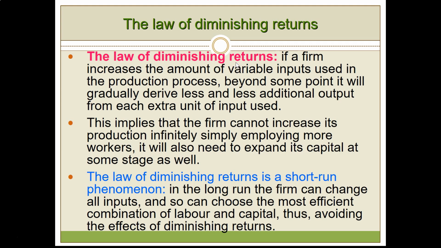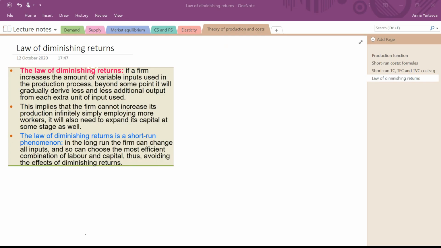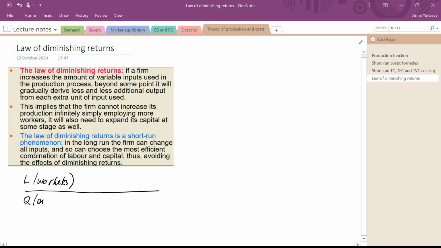The law of diminishing returns tells you that as you increase the amount of variable inputs in the production process, beyond a certain point, you will derive less and less of additional output. Let's have a look at the example and you will find it easy, so don't worry. Let's imagine that we hire different numbers of workers. We operate our corner shop or our takeaway shop, and we employ different numbers of workers, which will allow us to produce different amounts of output.